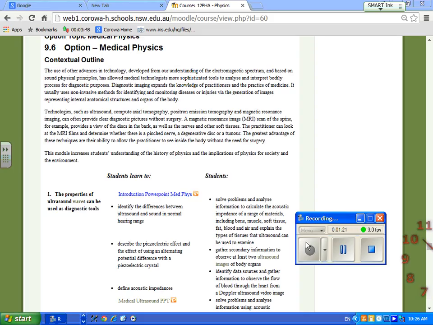This module will increase the students' understanding of the history of physics and the implications of physics for society and the environment. We're using an alternative textbook. It's the old Macmillan ones, which I'll get out for that.